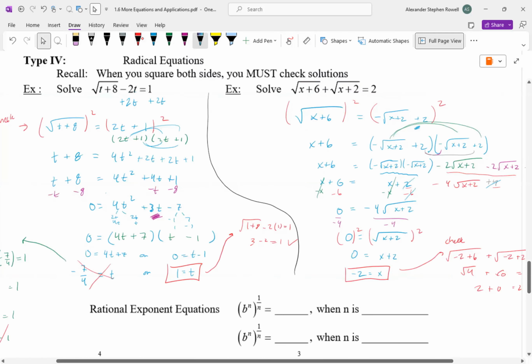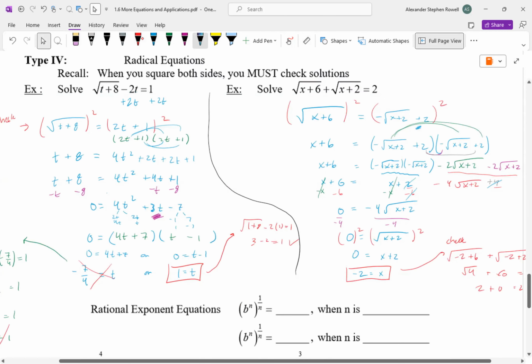All right, so common mistakes. You make sure to FOIL, not distribute the squares, and you need to make sure to check solutions at the end. Any questions about this?